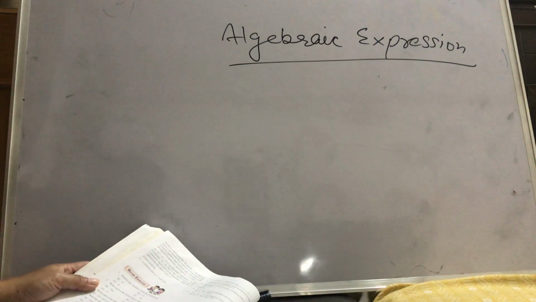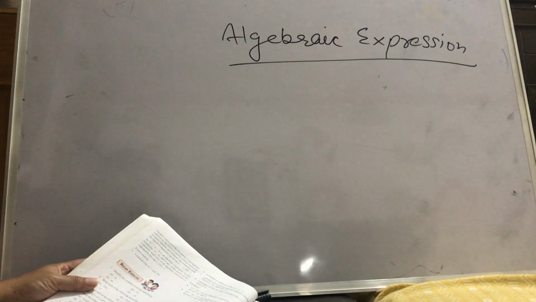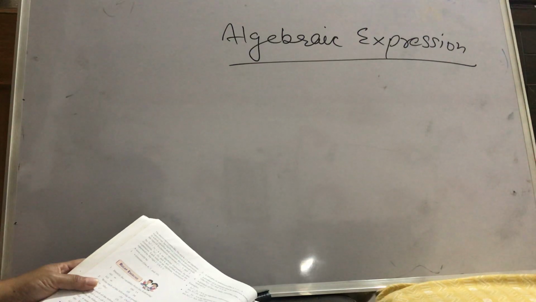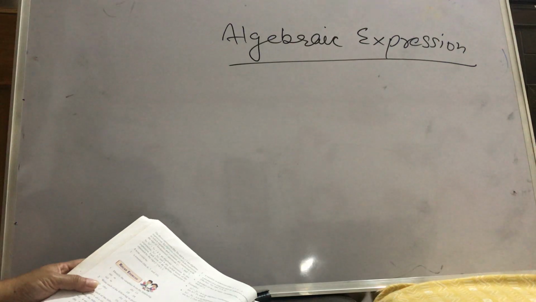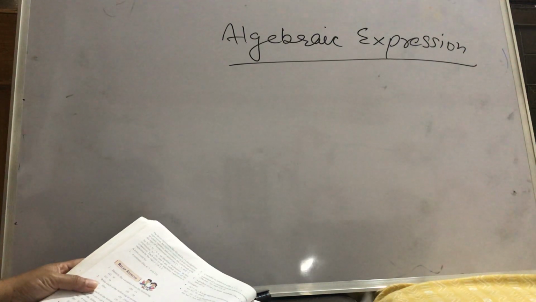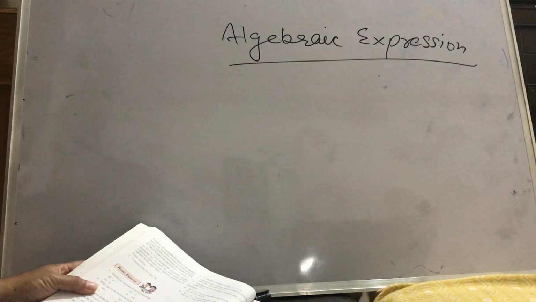An algebraic expression contains some variables and constant terms with the combination of four fundamental operations, that is plus, minus, multiply and divide. An algebraic expression has few terms. There may be one term, two terms, three terms, four terms or more than that. Each term of the expression is separated by the sign of plus or minus, not by multiply or divide.